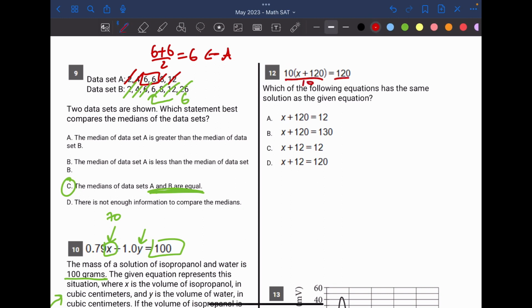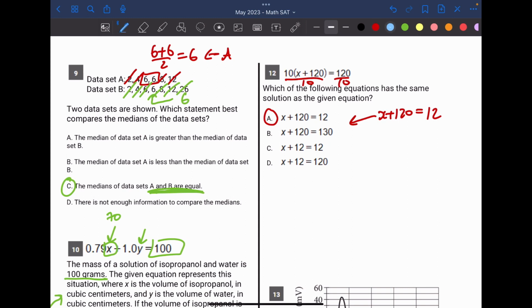If you divide this by 10 and divide this by 10, you would get that x plus 120 is equal to 120 divided by 10, which is 12. Does this ring any bells? Yes, it's the exact same as A, so we're done. Most of these questions, once again, are super simple. You just have to do one step that takes a bit of thinking and you get the answer.